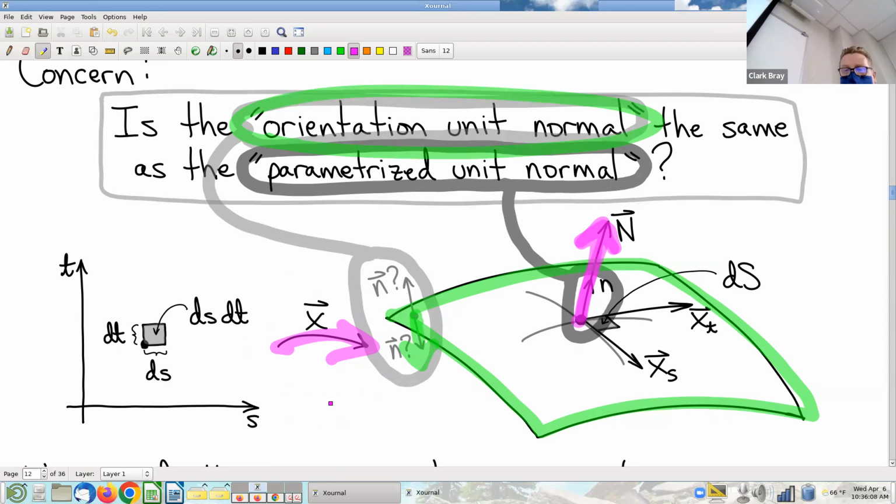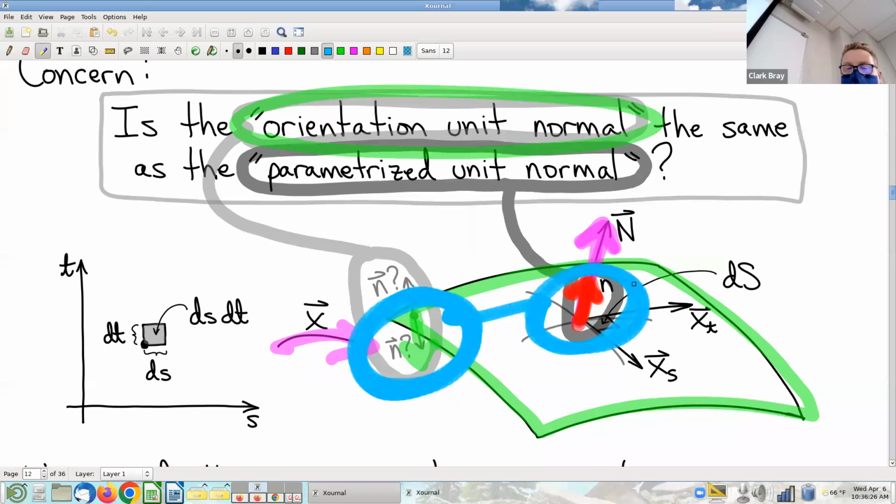Yeah. You write down that capital N vector, and then you start talking about how there's a unit vector pointing in the direction of that capital N vector. Well, the problem then is your orientation normal and your parameterized normal might be opposites, as they are in the case that I've drawn here. Right.